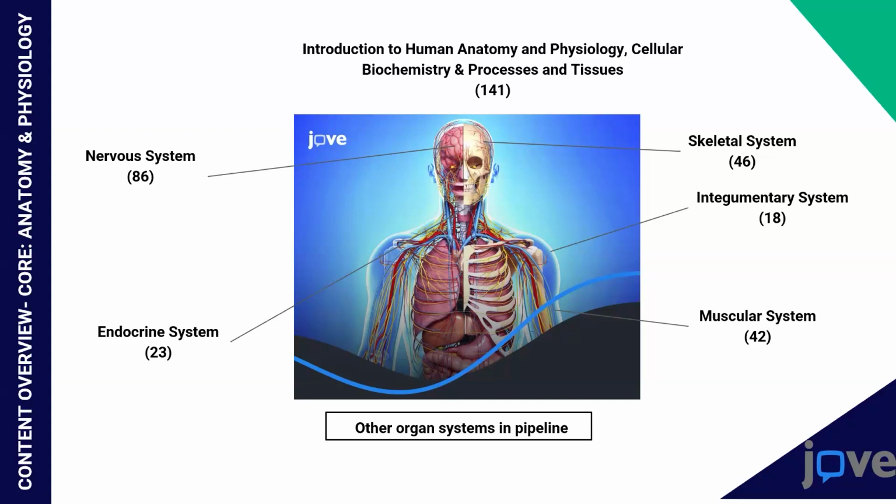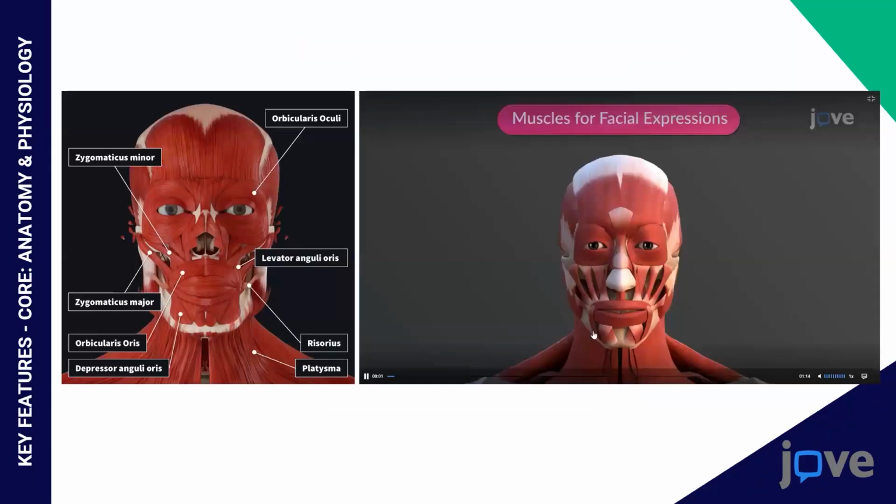The next section we have is the nervous system. We have 86 videos focusing on the anatomy and functions of the central nervous system, organs like the brain and spinal cord, the autonomic nervous system, and special senses. And the last section we have in our core anatomy and physiology is the endocrine system. Here we have 23 video lessons, which focus on the anatomy and functions of the endocrine system. It deals with all the different hormones and the regulation of these hormones.